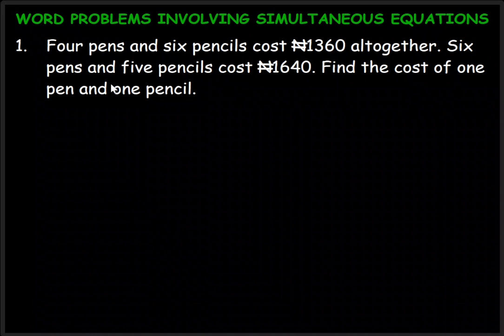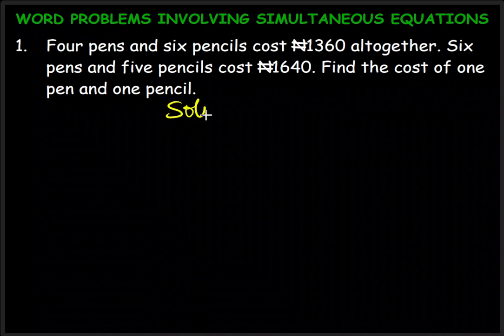Alright, so let's see what we have. Number one, 4 pens and 6 pencils cost 1,360 naira altogether. So 6 pens and 5 pencils cost 1,640 naira. Find the cost of 1 pen and 1 pencil.